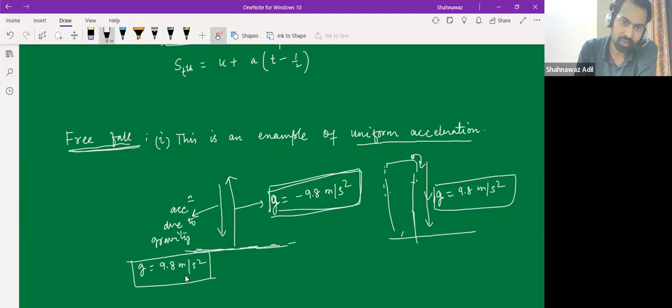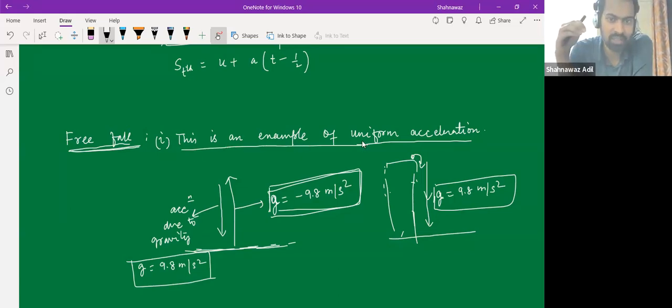Is this clear to you? We have a free fall whenever the body is acted upon by acceleration due to gravity. And then there are two scenarios. One is that you are working against the gravity, so your acceleration would be negative. The other case is that you are working in the direction of the gravity, so your acceleration would be positive, right?